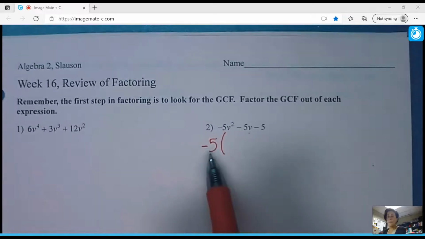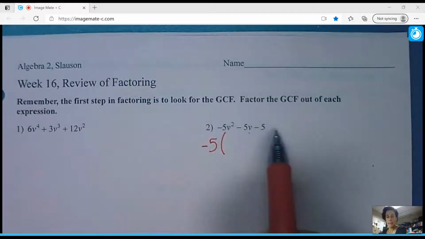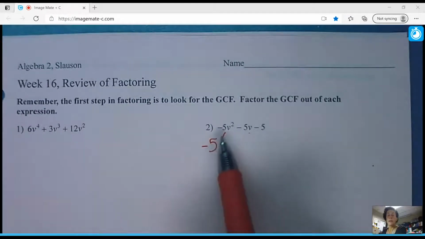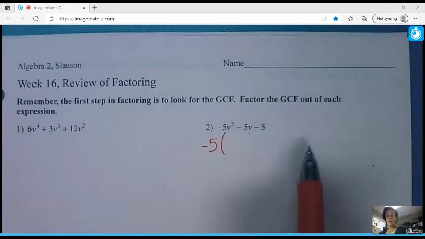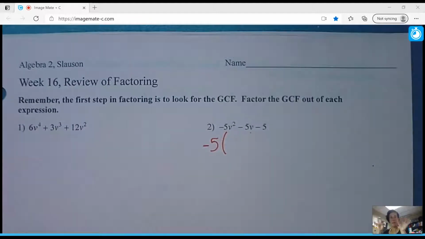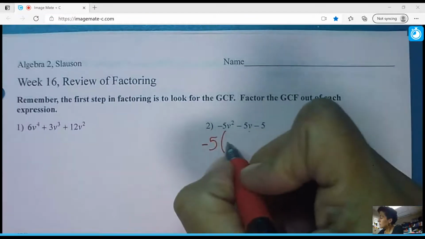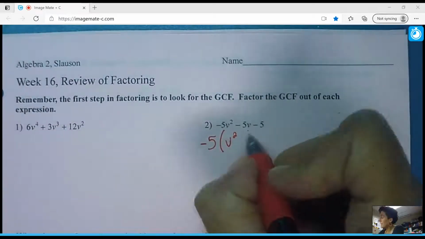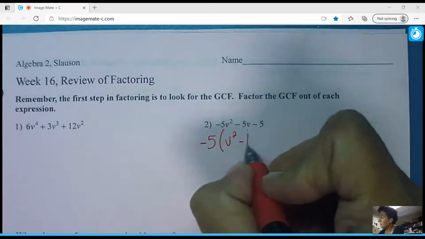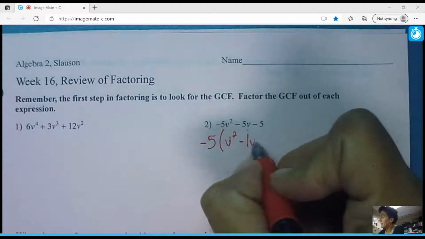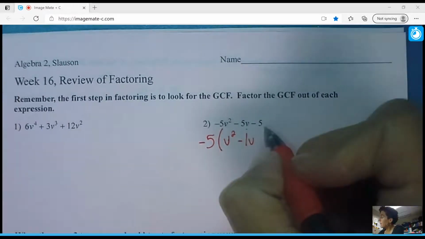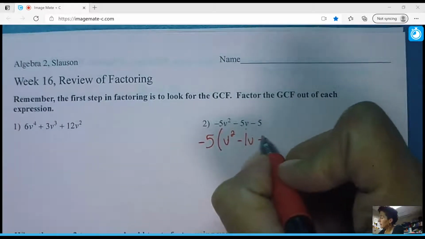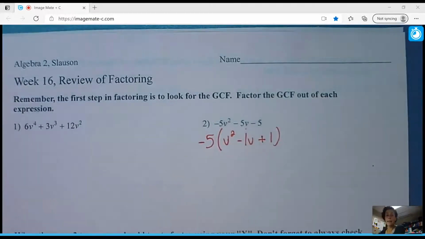neighbors. Who did -5 meet to get this? So we will be going from standard form to factored form, but remember, factored form is when the neighbors meet the neighbors to get you standard form. So -5 times a v squared would make -5v squared, and then -5 times a -1 would make the -5v, and I'll put a v there. And then -5 times a positive 1 would make that -5.